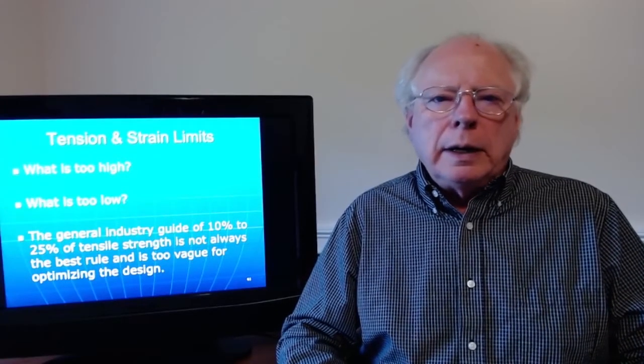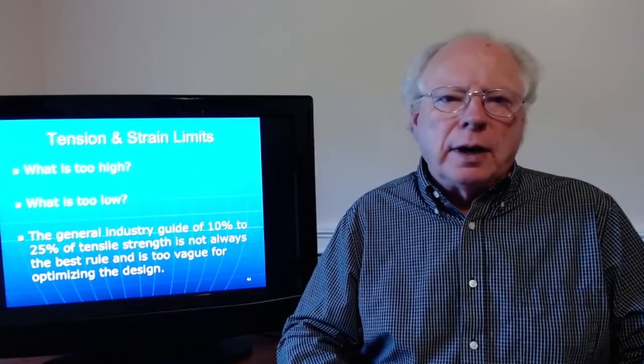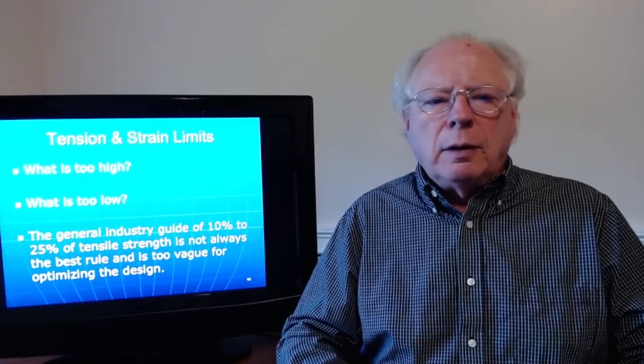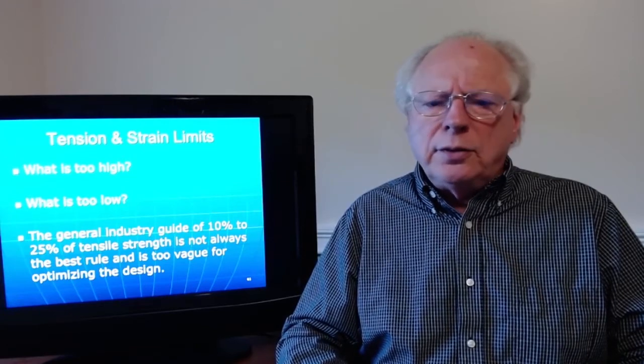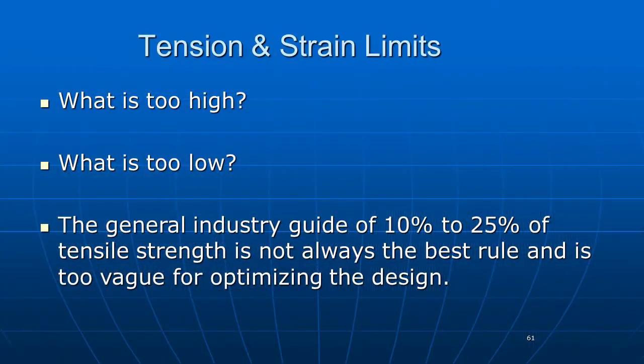Okay, so now we know how to calculate the tension and strain in each span. Now we got to figure out, well, what tension do we want? And we start by asking what's too high, what's too low. The general industry guidelines for tensioning is it should be about 10 to 25% of the tensile strength. But that's not always the best rule, and it can be very vague for optimizing the design. So we're going to try and pin that down a little bit better here.